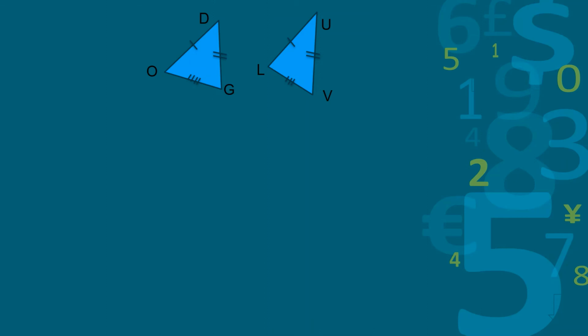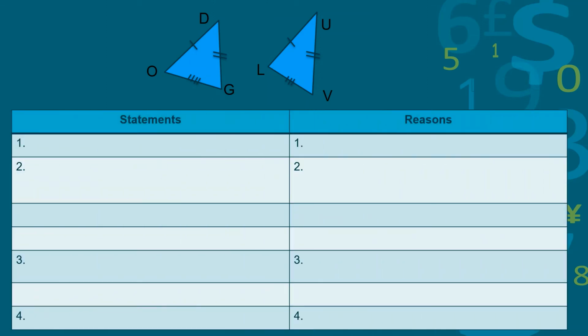Let us now complete our two-column proof. So, first statement, ilalagay natin yung ating assumption. Okay, since ang assumption natin, angle D is not greater than angle U, so lalagay natin sa statement, it can be equal or less than. Okay, so from the assumption, sabi niya not greater than. Kung not greater than, so we can have congruent or less than.